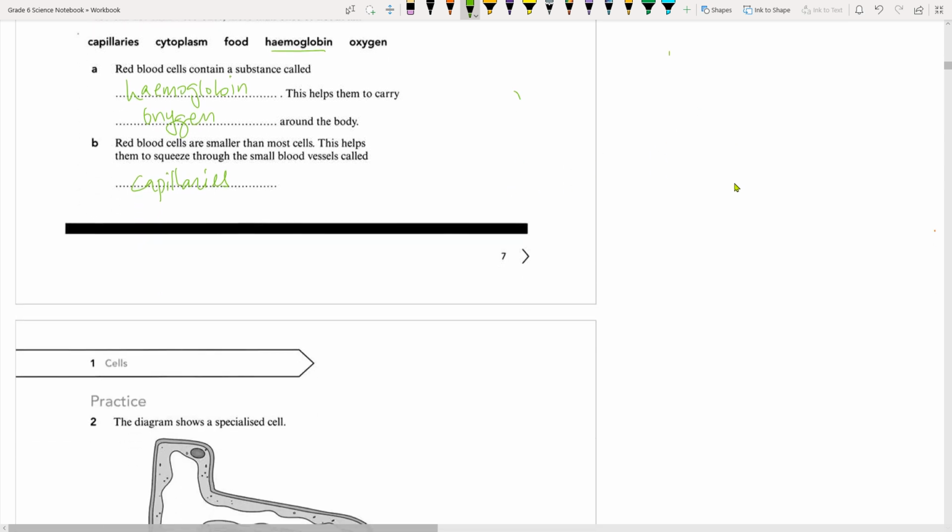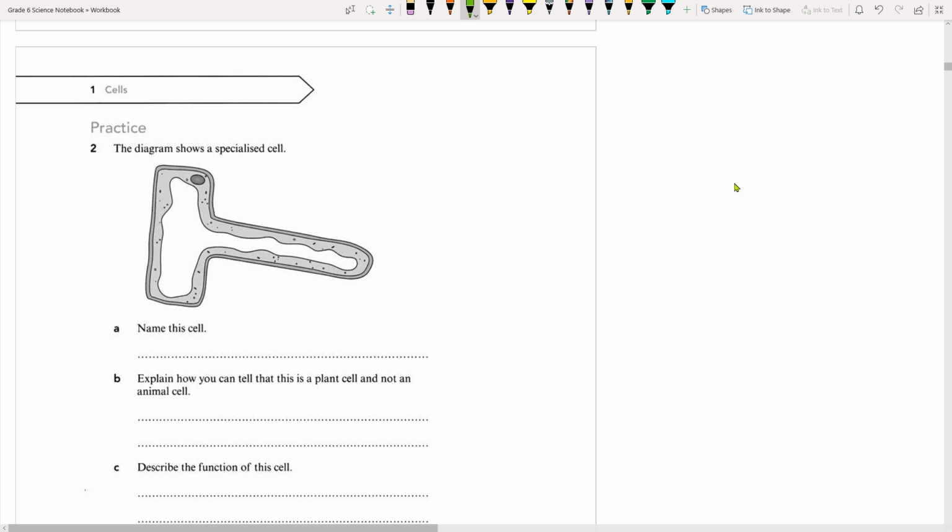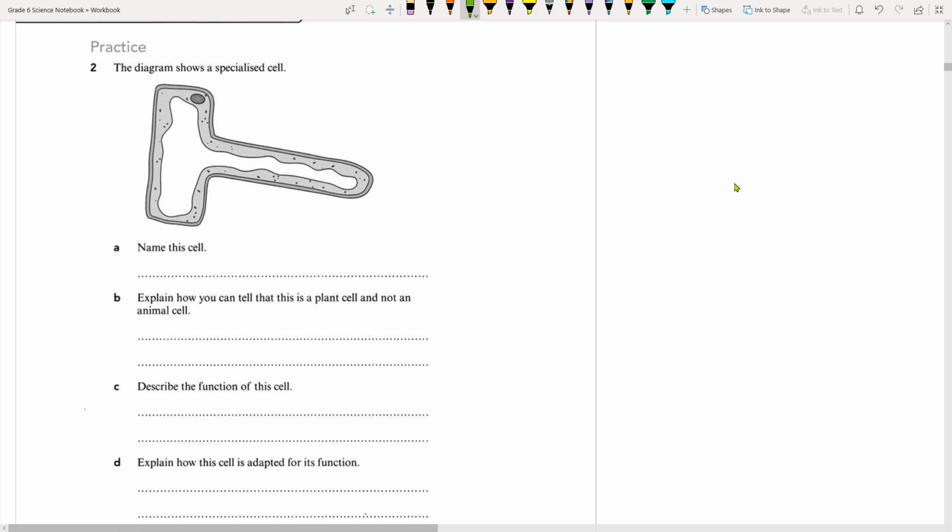Moving further, this is a root hair cell. We've also discussed it in class as well as in the book. Name this cell. So it is the root hair cell. Explain how you can tell this is a plant cell and not an animal cell. And that is fairly visible: presence of cell wall.